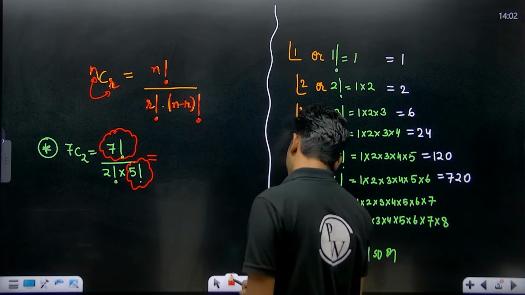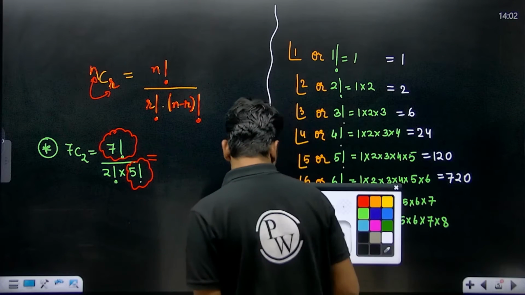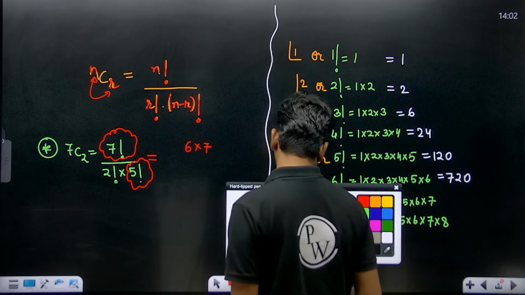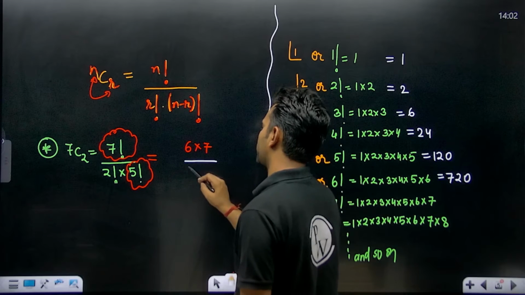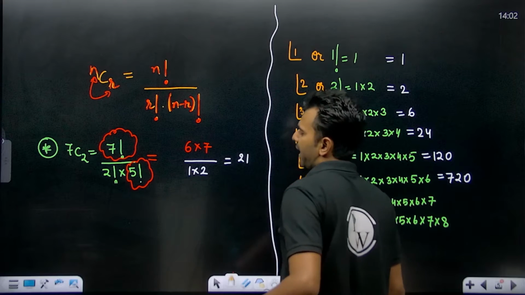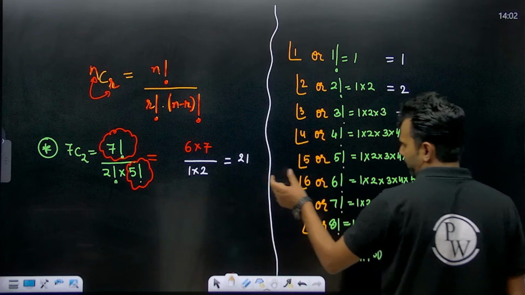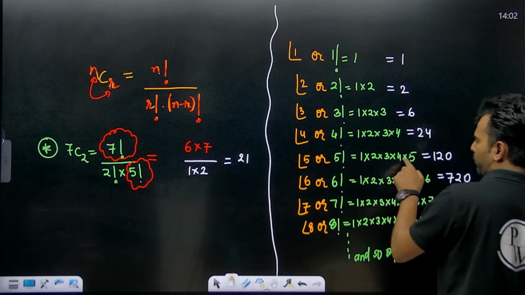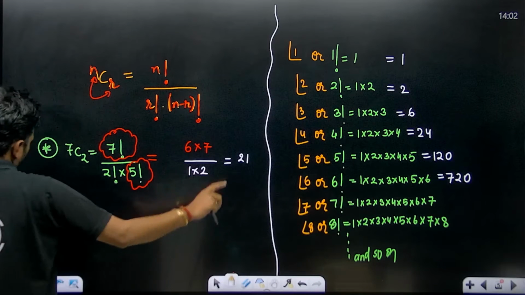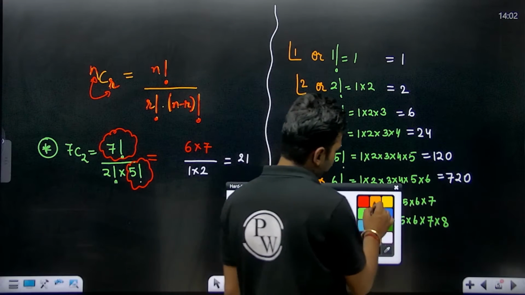Don't you think that 1 into 2 into 3 into 4 into 5, all these terms will be cancelled from here, and what we will be left with is nothing but 6 into 7 only? In the denominator 2 factorial is also written, so we can write it like this and evaluate the value, and it will come out to be nothing but 21 only. Again, if you put the value of 7 factorial and 5 factorial, you can see that 1, 2, 3, 4, 5 all cancel in the numerator and denominator, and you will be left with this particular thing, and accordingly you can calculate the value of nCr. So you must remember this particular property as well.